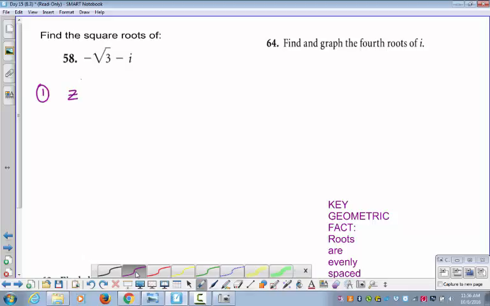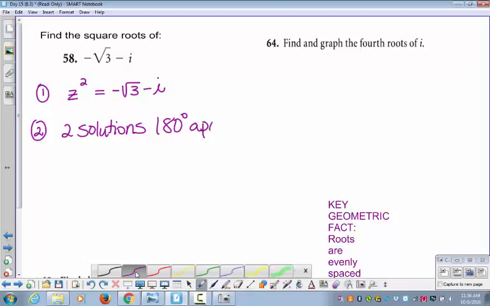So if we're doing a square root, it's z to the 2. So that's the equation we're trying to solve. Quadratic equation. Z squared equals that. Now we need to convert the right-hand... Oh, no. Now we have to say 2 solutions. How far apart? Yeah, 2 solutions, 180 apart. Exactly.